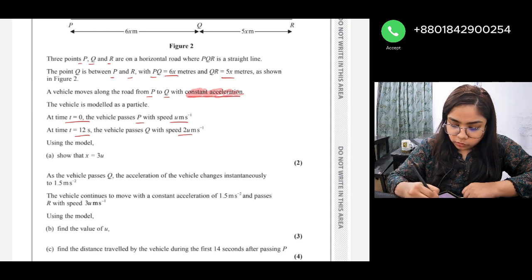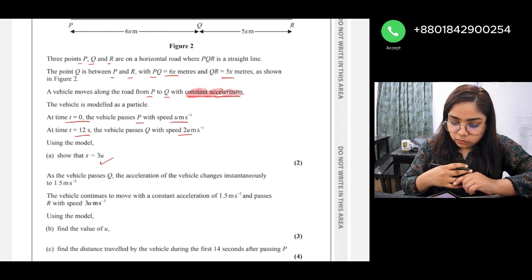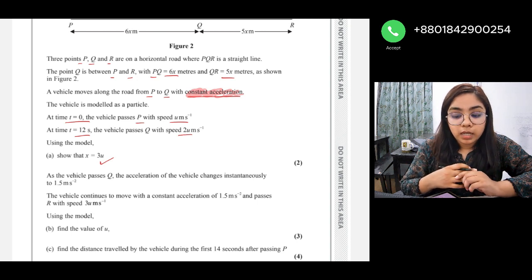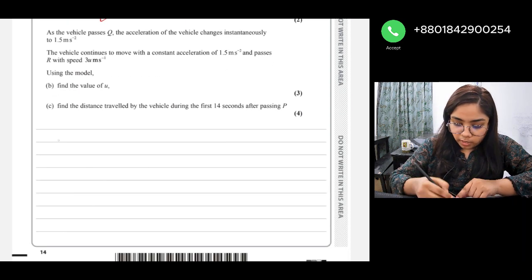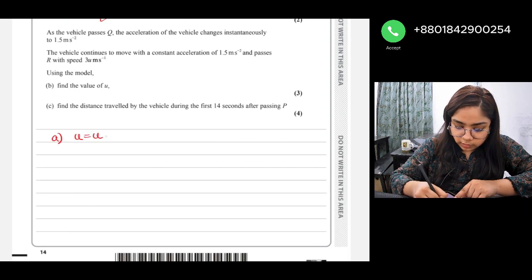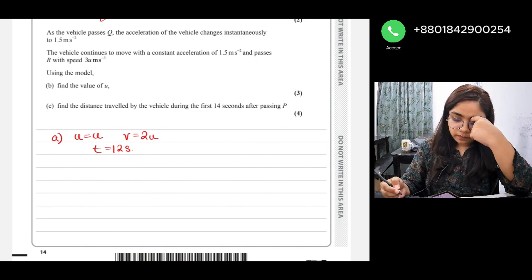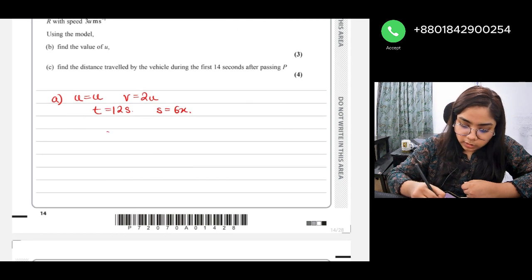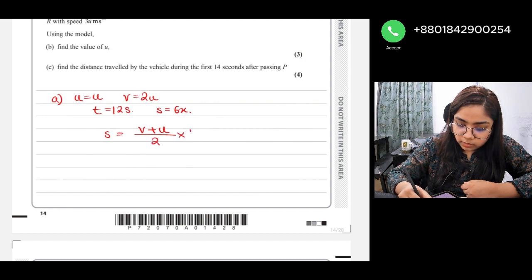So we need to show that x is actually equal to 3u. Okay, acceleration was not given, but we know that there was a constant acceleration for this journey, which indicates that equations of motion were available for this section, right? So in that case, for part A, we have initial velocity as u, final velocity as 2u, and time as 12 seconds. And yeah, distance over here was 6x, right? So we can easily use the equation s equals v plus u over 2 multiplied with time.